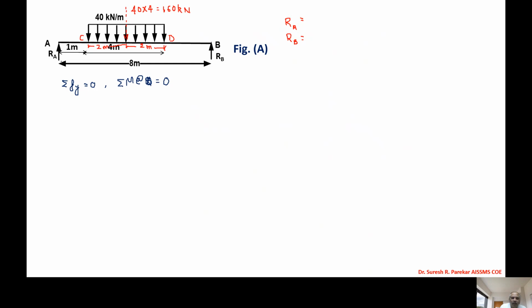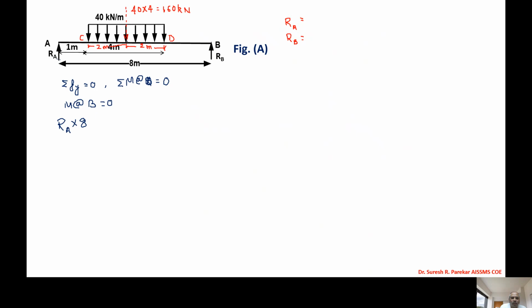So now we will take moment about A first, because if I consider Fy equal to 0, then I will be left with two unknowns in that equation. But if I take moment, you can take A or you can take B. So let us take moment about B equal to 0. Now what will we get? RA into, what is the distance between A and B? 8 meters. So I will write RA into 8.